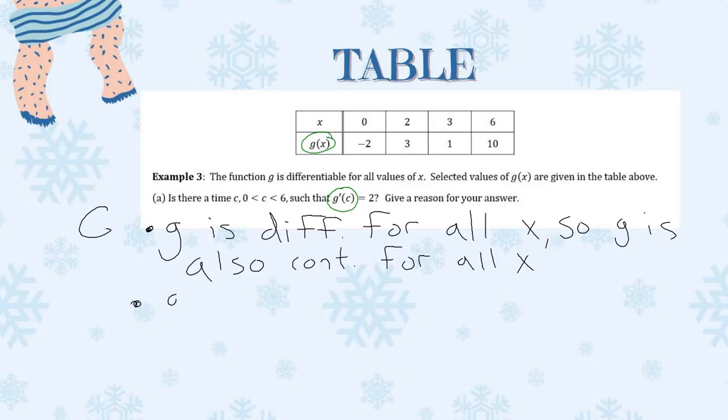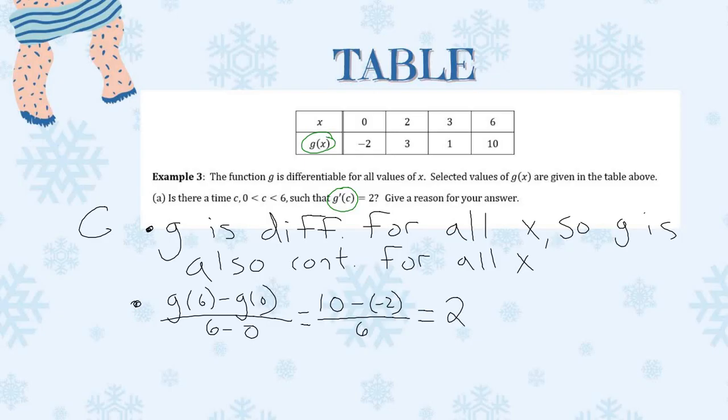Again, I'm usually going to start with my endpoints, hoping that gives me the right spot. What is g of 6? 10. What is g of 0? -2. So we get 12 on top divided by 6, which is 2. So we do indeed get 2.